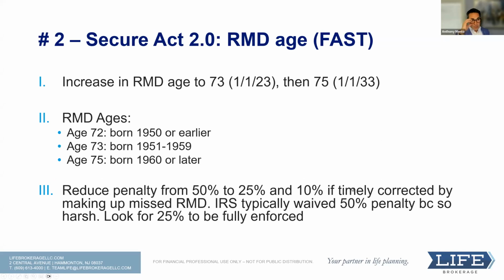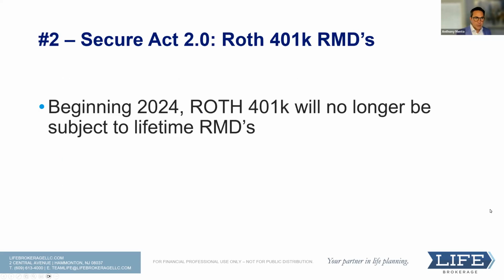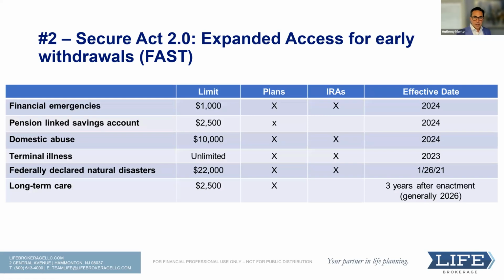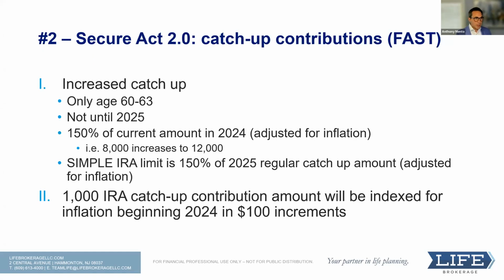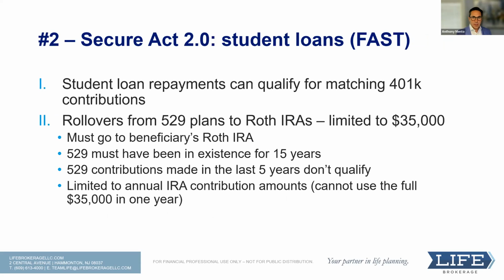So again, fast, in Secure 2.0, the RMD age got pushed to age 75. Penalties are a little less. This is a fun one again, right? They tipped their hand. Roth 401k is no longer subject to lifetime RMDs, which is fantastic. A little easier to get access to your money, particularly if you're a public safety employee, right? If you're in a hazardous occupation and you retire early, at age 50 or 25 years, you can still access those funds and not pay your 10% penalty. There are some catch-ups that you're going to want to reference.